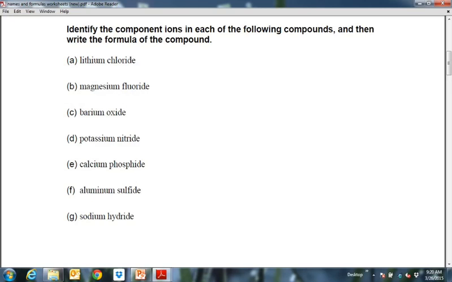Okay, so what you need to do right next to E is write the component ions. So what's calcium? Ca 2 plus. Very good. Phosphide? No. What do you think? P3 minus. All right. So how many calciums do you need? 3. And how many phosphoruses do you need? 2. Okay, so that's that one.